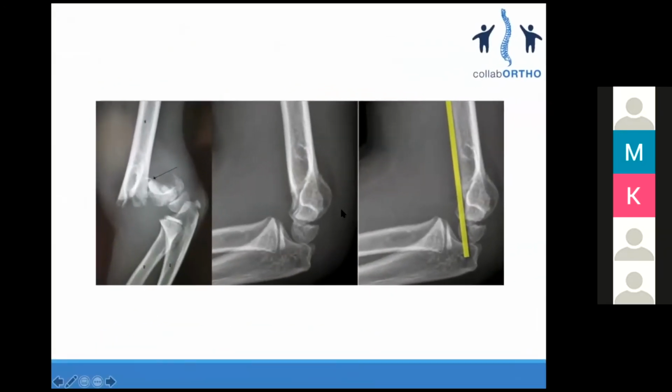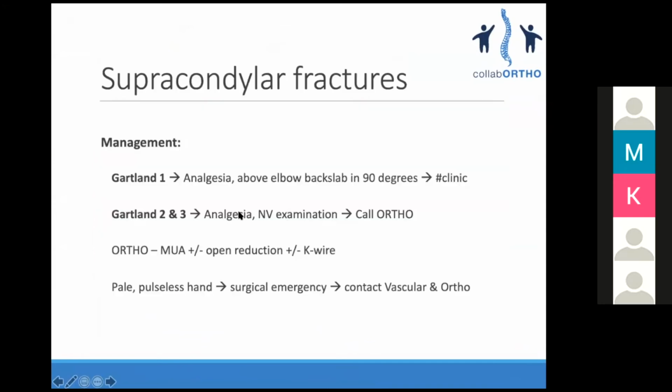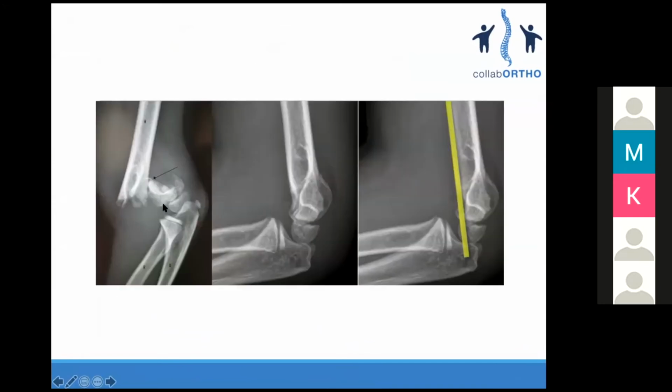So again, these are just some x-rays of supracondylar fractures. If you look on the right here, the yellow line is the anterior humeral line. It's not completely going through the capitellum, but it is touching it. If you look at this x-ray, if you follow my cursor, that's just on the edge there. And then obviously on the x-ray on the left, it's complete displacement.